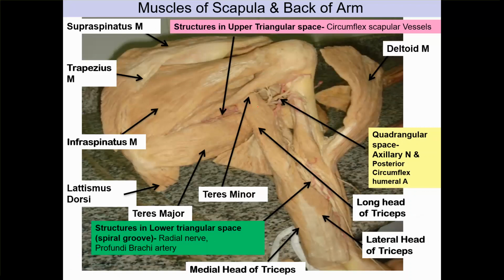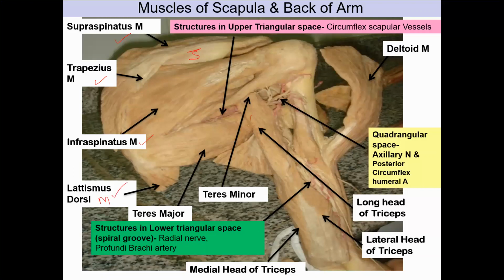Now in the plastinated specimen, let us try to identify the same structures. So we have the supraspinatus muscle, and this is the spine of the scapula. Attached to the lower border of the spine of the scapula is the trapezius muscle. Then below the spine of the scapula, the infraspinous fossa, is the infraspinatus muscle. At the inferior angle of the scapula is the latissimus dorsi muscle.